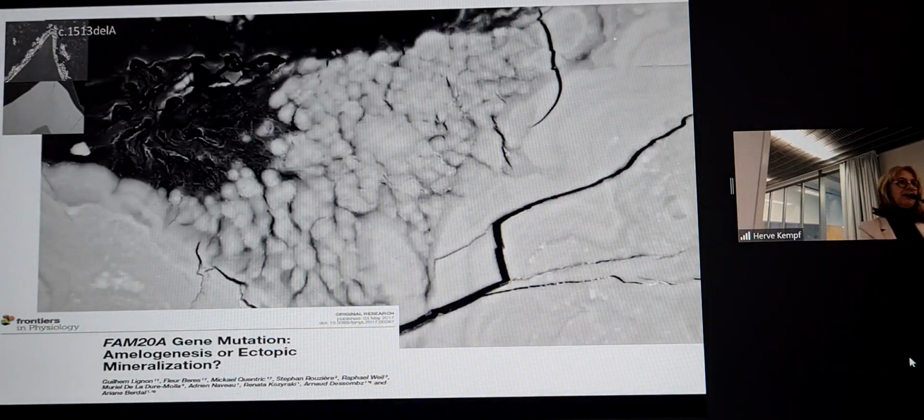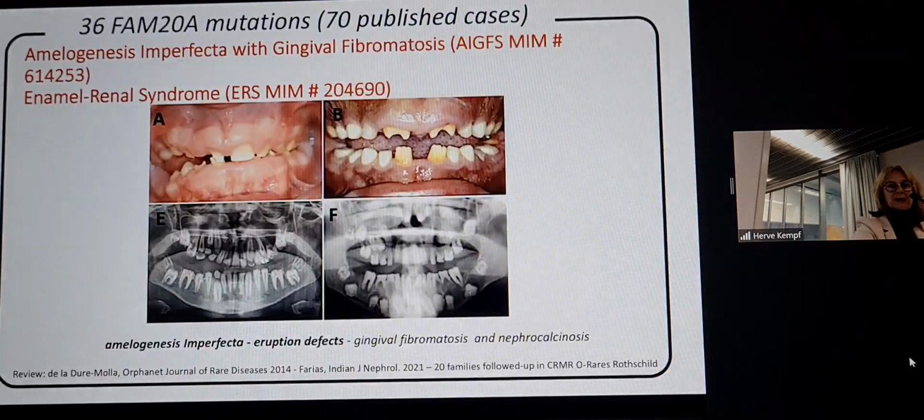What we had the occasion to investigate some years ago: we have a rare disease center, and we are following 20 families with this very rare syndrome, because you will see there are not very many cases in the literature. What we saw is that the enamel was very strange. It was dysmorphic enamel, and then we suggested that it was in fact an ectopic mineralization and not really amelogenesis per se.